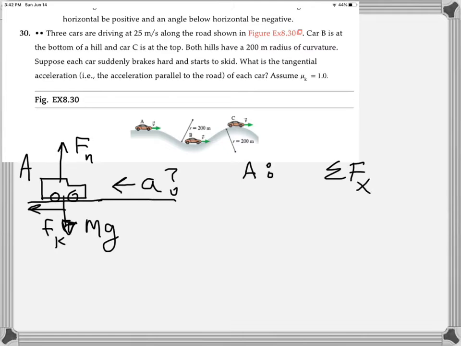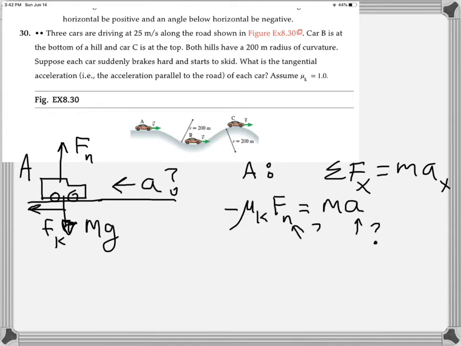So Newton's second law says the sum of the forces in the x direction equals mass times acceleration in the x direction. The only force acting on car A horizontally is the force of kinetic friction, minus mu k times the normal, and that's equal to ma. We're looking for a. We'd like to know how much is the normal force to be able to calculate a. So what is the normal force? The normal force is a vertical force.